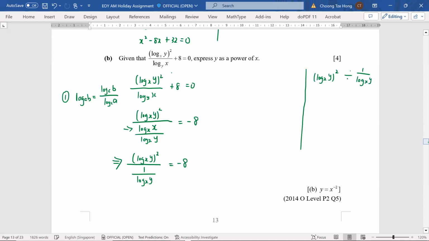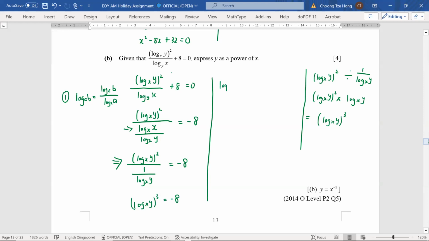But we know that in order to simplify this, we're going to change to times, and when you change to times, you will flip it. So 1 over log base x of y becomes log base x of y over 1. Over 1, I'm not going to write. But over here you can see now these two terms are the same: log base x of y squared times log base x of y. So it becomes log base x of y cubed. So this whole term will simplify to log base x of y cubed equals negative 8.